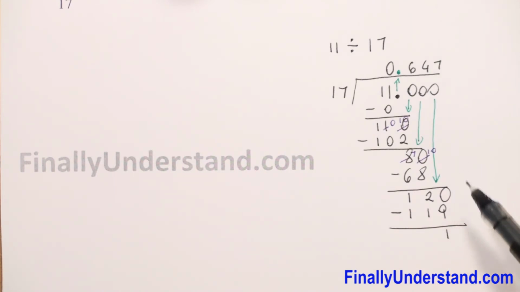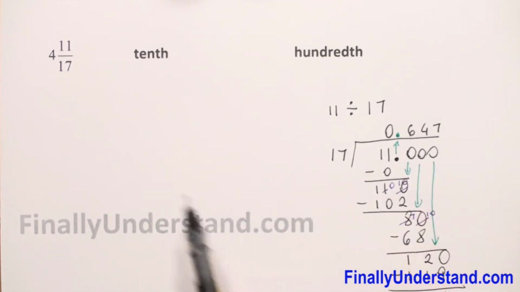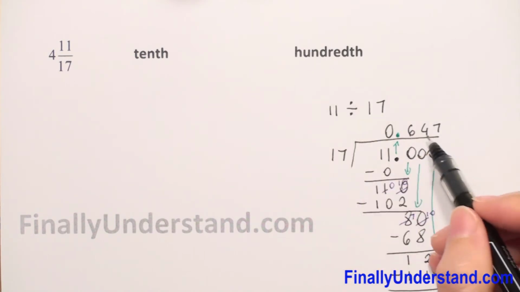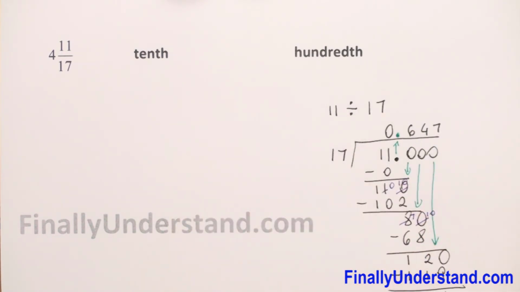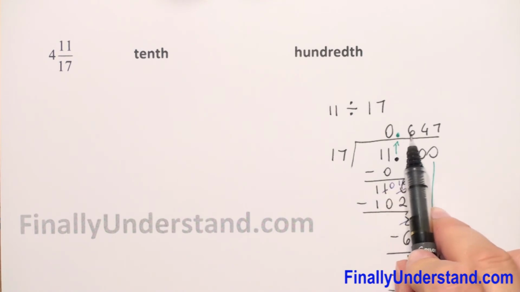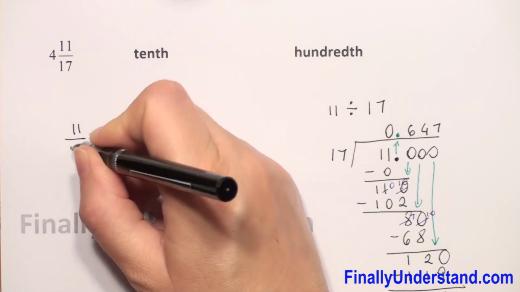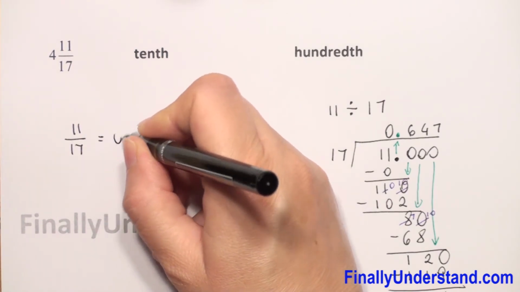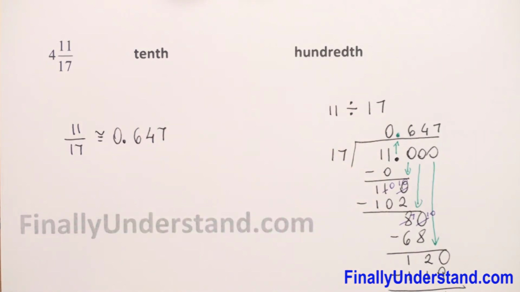But our remainder is different than 0. But like I said, we need to round to the tenth and hundredth. To round to the hundredth, we need only 3 digits after the decimal point. So we already have 3 digits. We don't have to do any more long division. To the tenth, we need only 2. So everything is okay. We don't have to do long division anymore. And let me write our solution, which we get: 11 over 17 is equal to 0 decimal point 647, approximately, because we didn't finish long division.